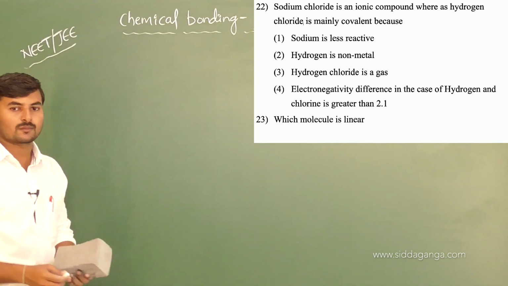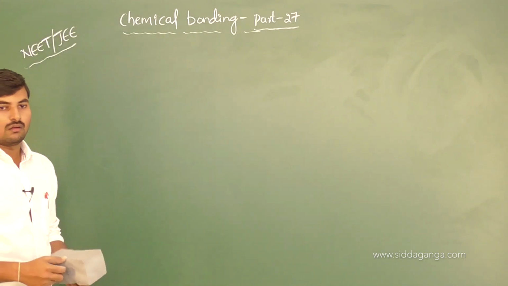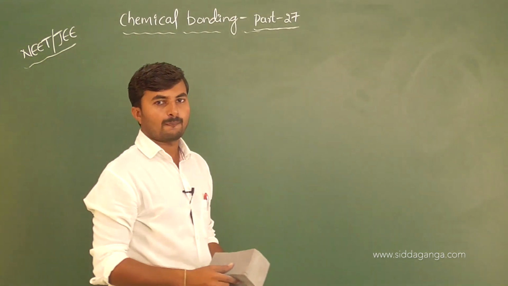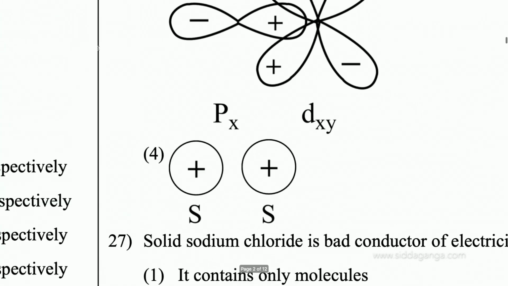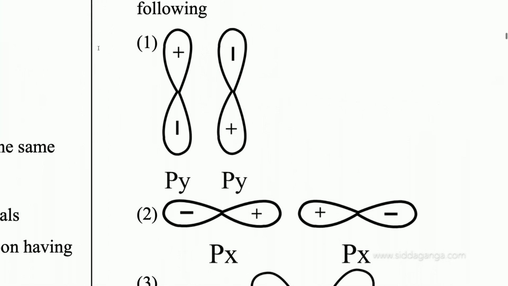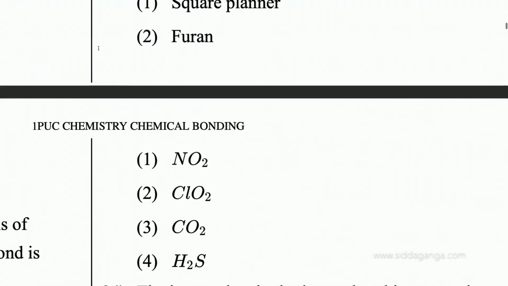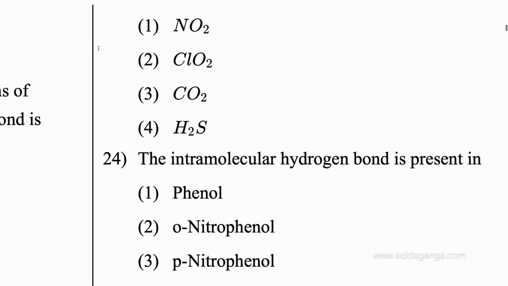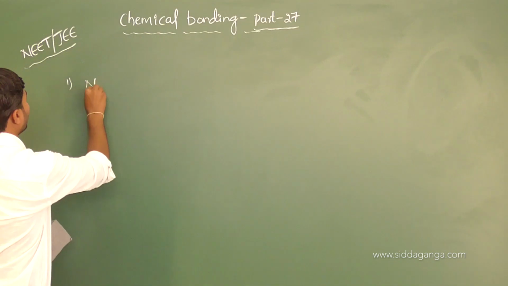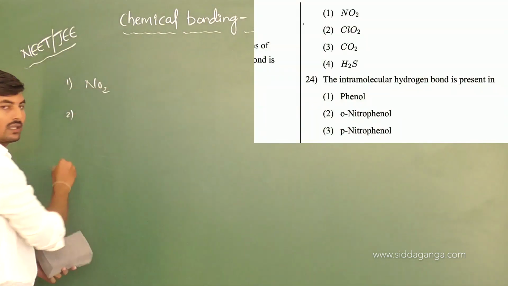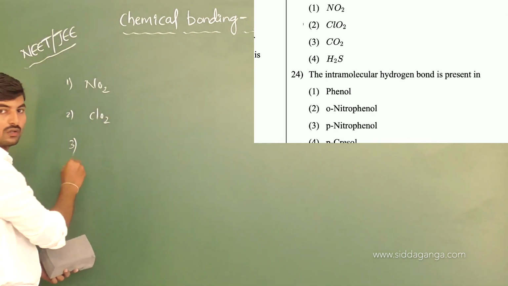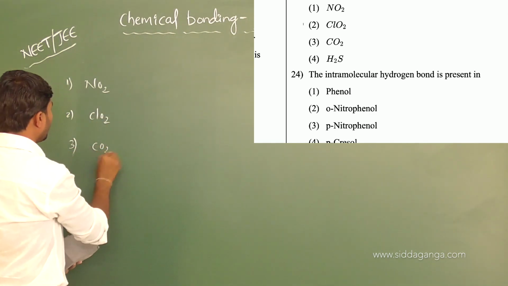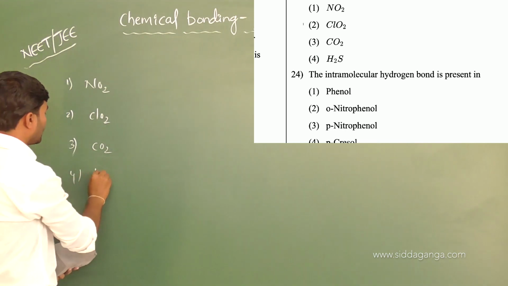So the next question, which molecule is linear? Which molecule is linear? Here are some examples. The first example is NO2, second one is ClO2, third one is CO2, and the fourth one is H2S.